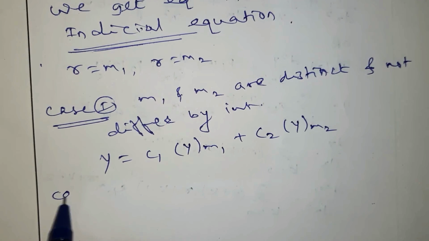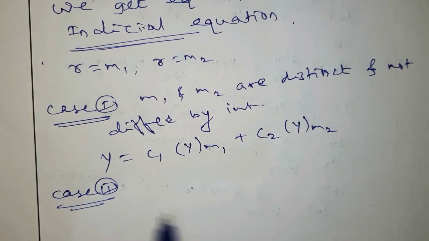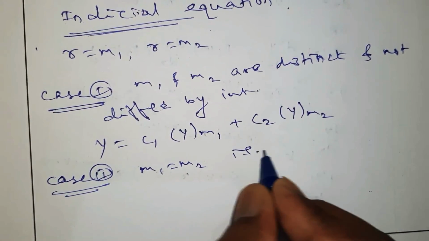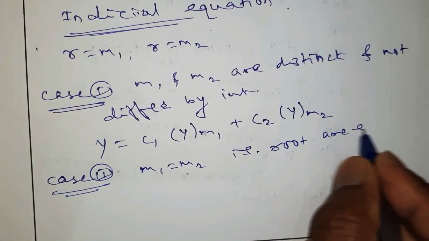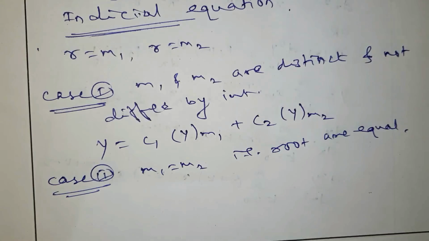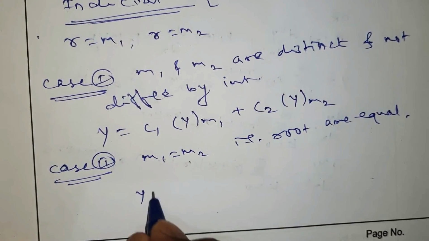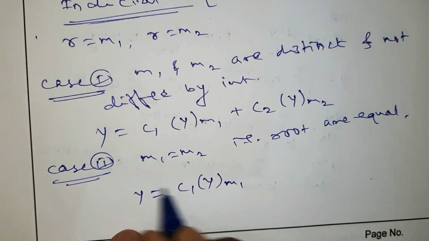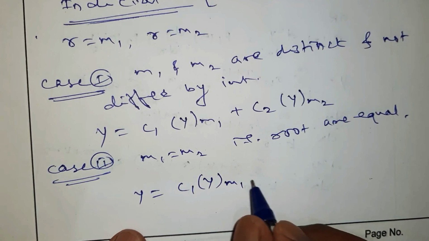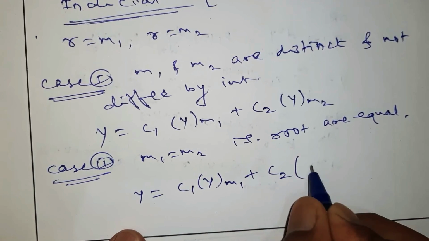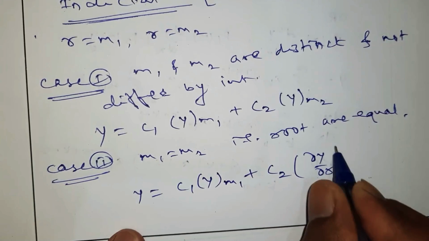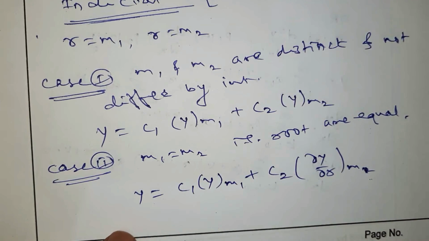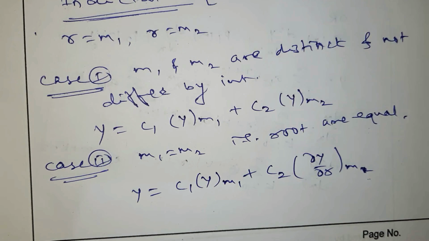Okay. Then case second. Case second is if m1 equal to m2, that is, roots are equal. What happens if roots are equal? If roots are equal, then y is equal to c1 y at m1. Since m1 equal to m2, you may take m1 or m2, doesn't matter, plus c2 times the derivative, dou y by dou r at m1. Means derivative comes into the picture here.